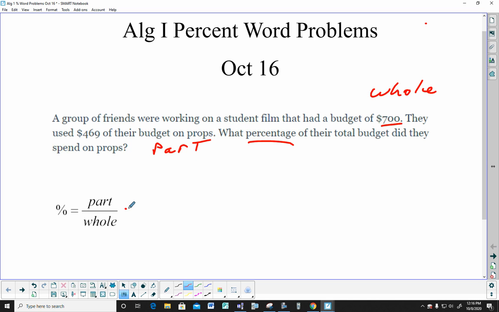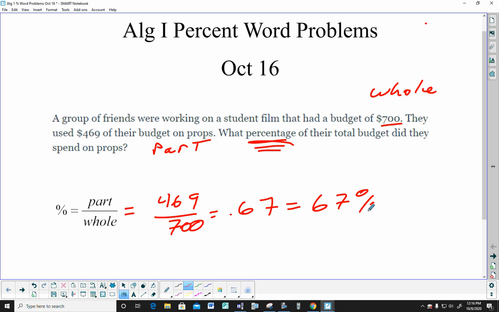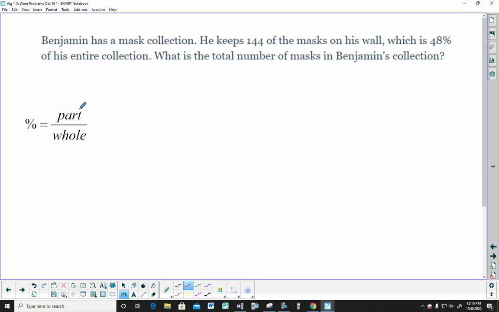Okay? So then you're just going to go 469 out of 700, and you type it in your calculator. So 469 divided by 700, and you get 0.67. But remember, what percentage? So you have to change it to 67%. Okay? I'm sticking with this definition.